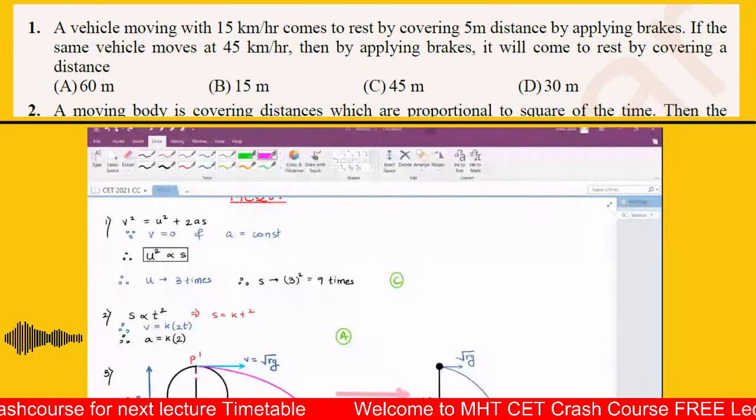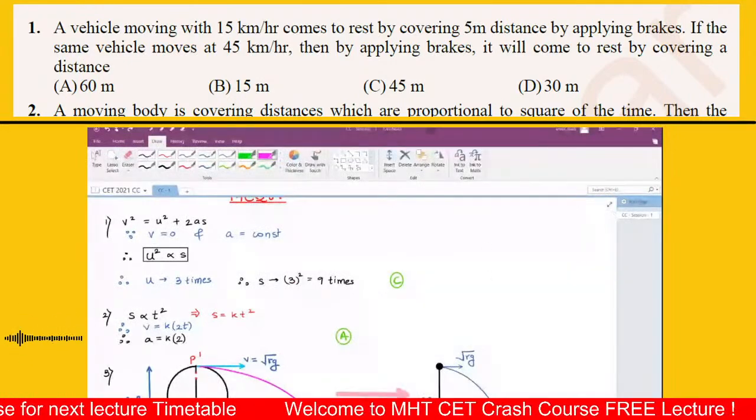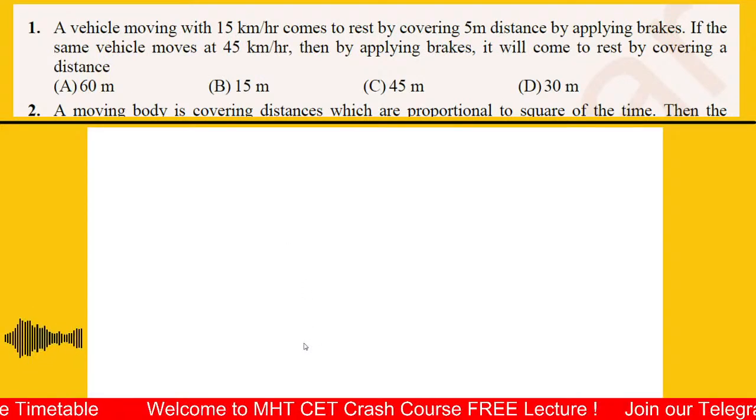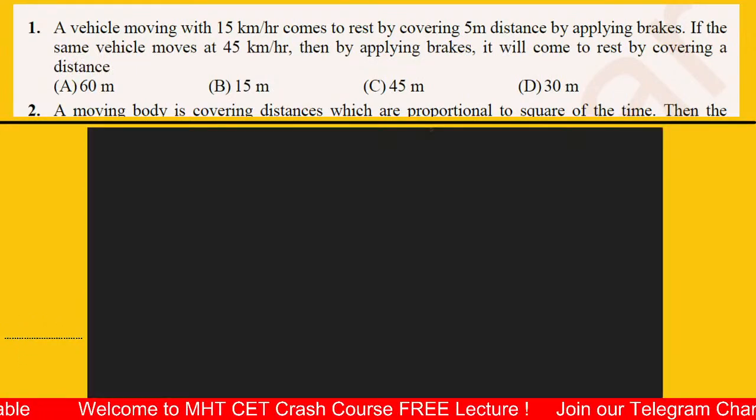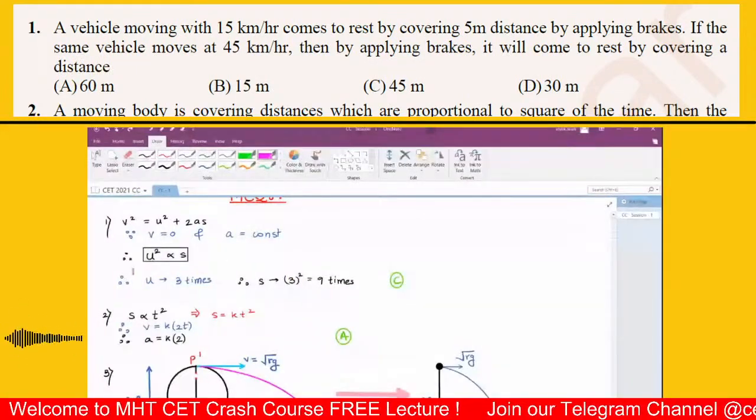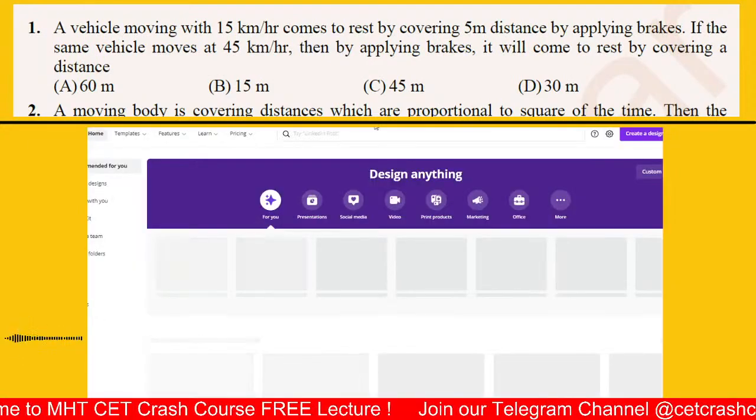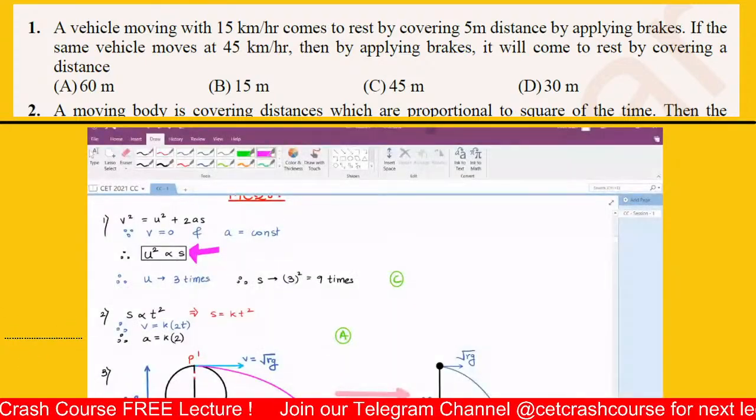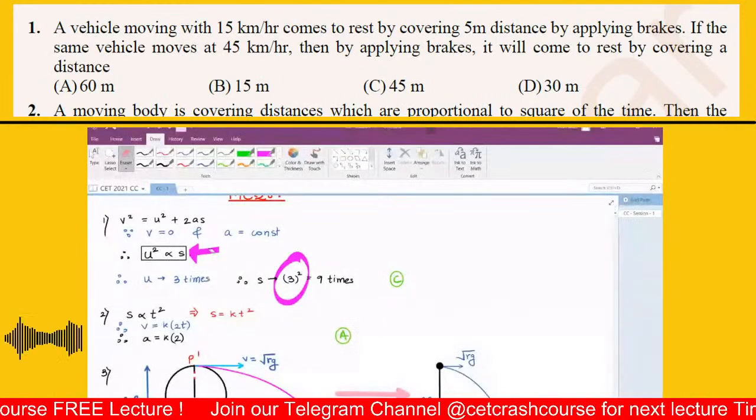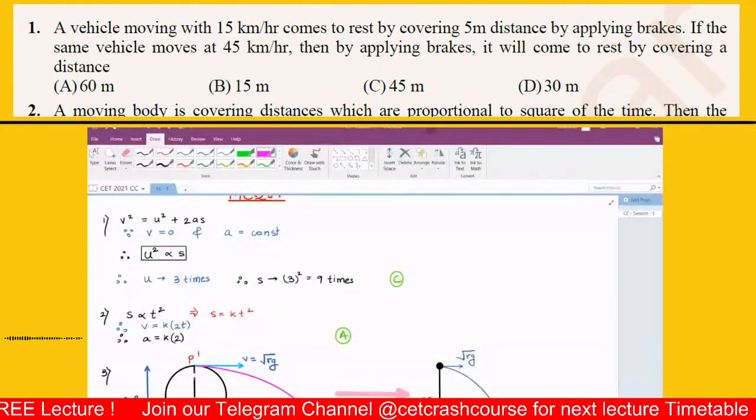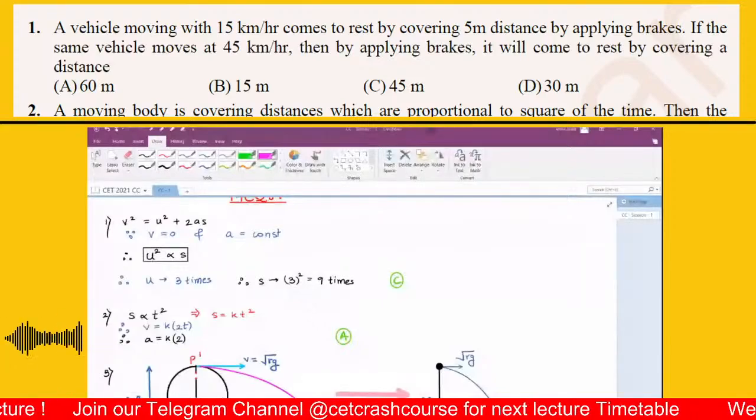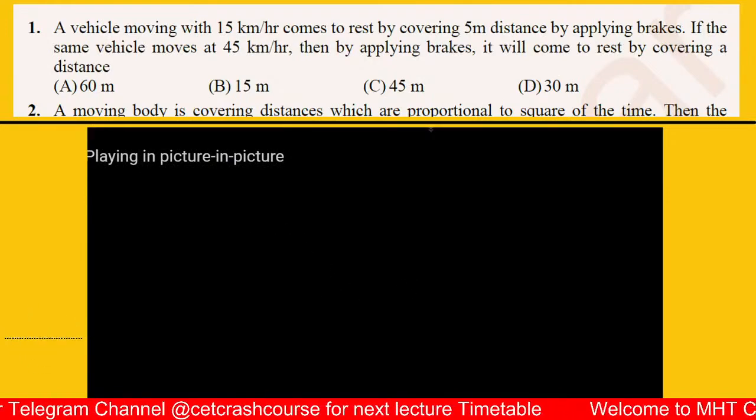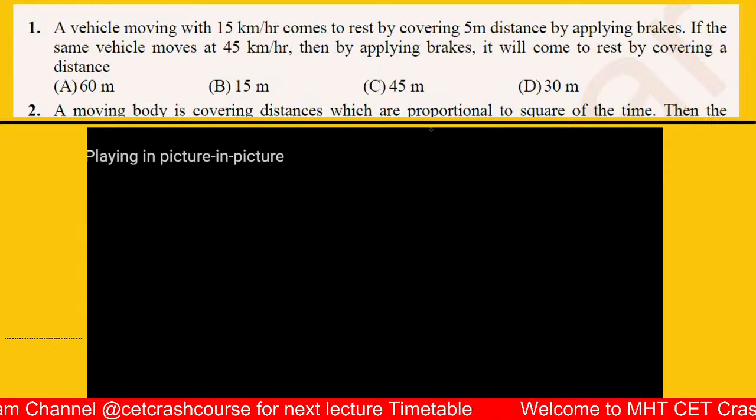Now students, read the question again. Initially the speed is 15 kilometers per hour, and then the speed becomes 45 kilometers per hour. So can I say that value of u becomes 3 times? Now if u becomes 3 times, s is proportional to u square. So 3 square is 9. So your distance will become 9 times. So 9 into 5 is 45, and the answer is option C.